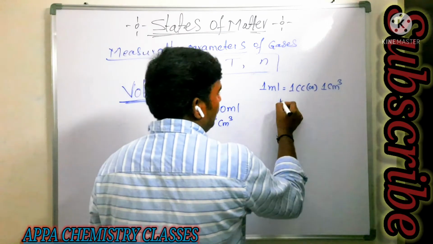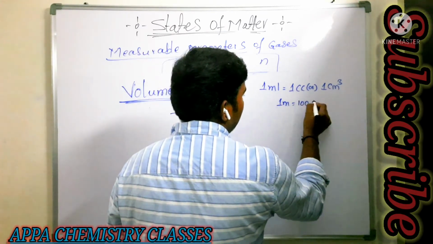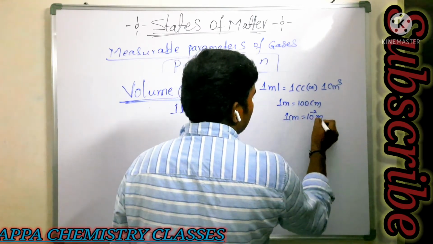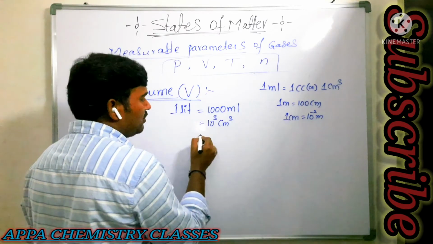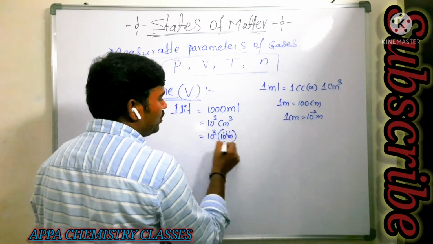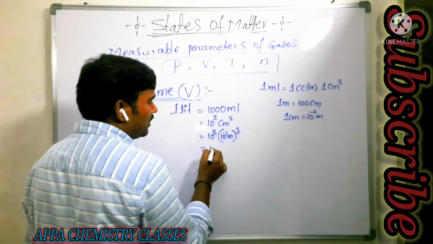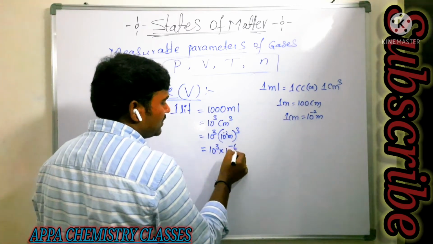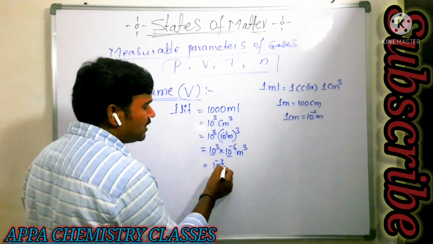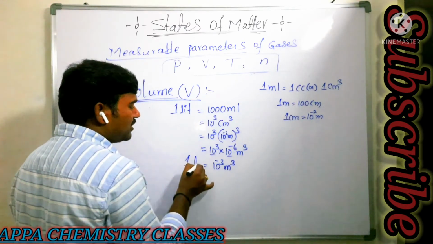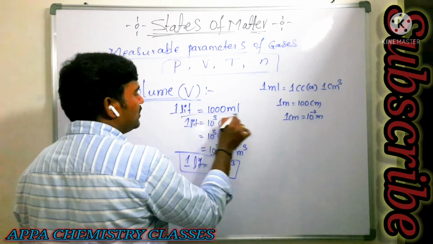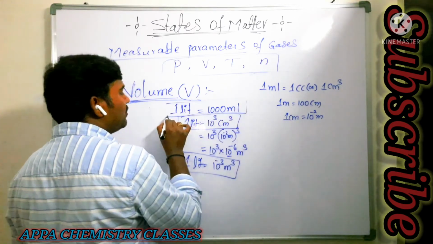We know that 1 meter is equal to 100 centimeter. From this, 1 centimeter is equal to 10 power minus 2 meters. Now substitute 10 power minus 2 meter whole cube in place of centimeter. Then it is 10 power 3 into 10 power minus 6 meter cube. The bases are the same, so the powers should be added. That is 10 power minus 3 meter cube. So 1 liter is equal to 10 power minus 3 meter cube, 1 liter is equal to 10 power 3 centimeter cube, and 1 liter is equal to 1000 ml.